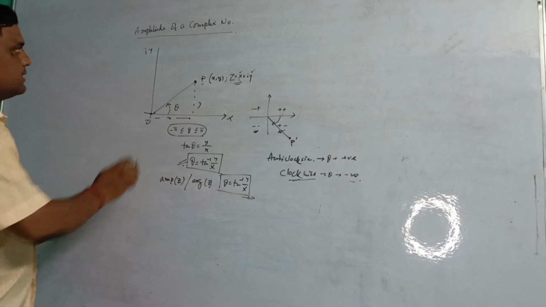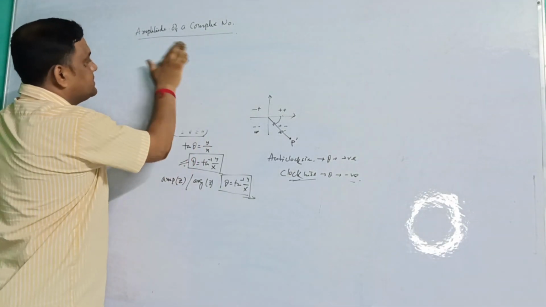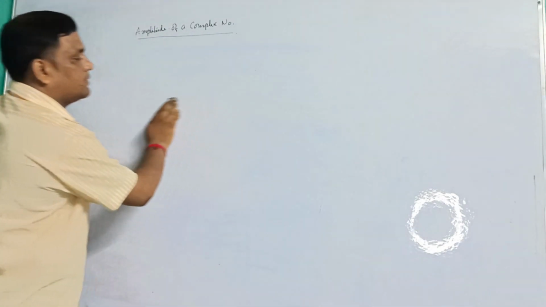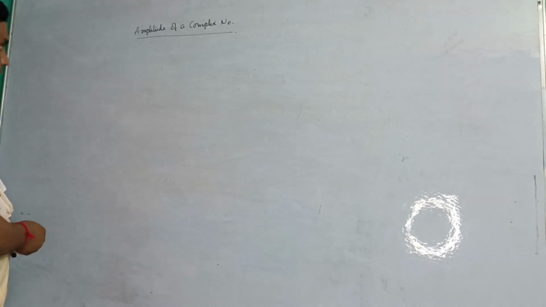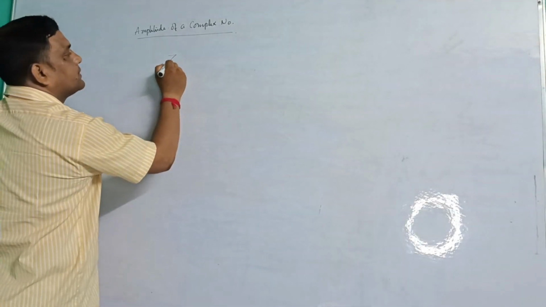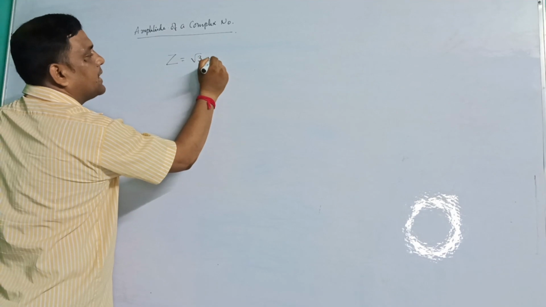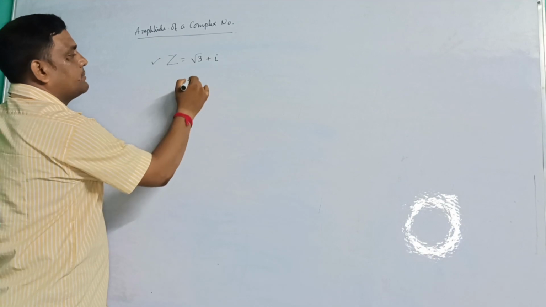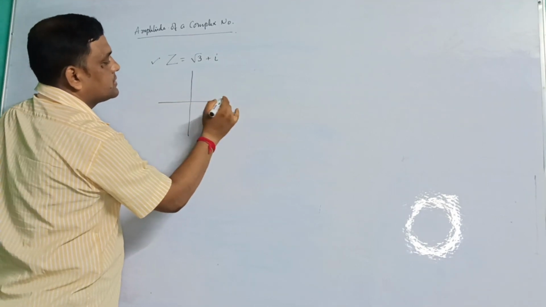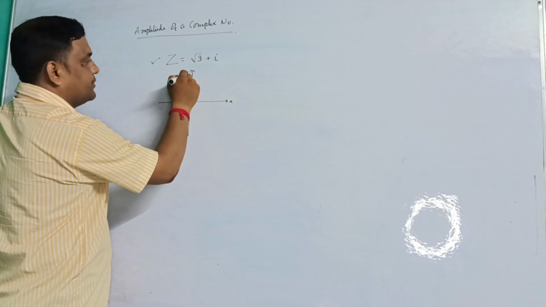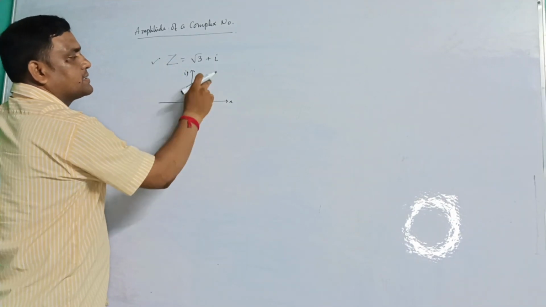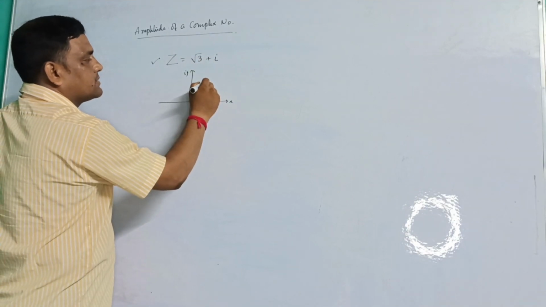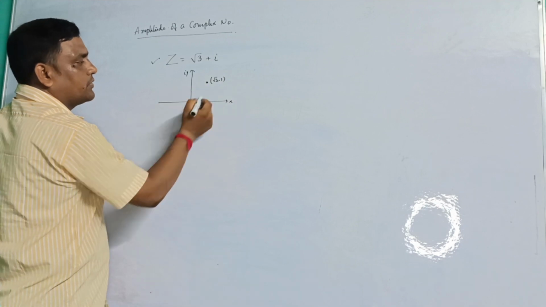I illustrate this with some examples. Suppose first we want to calculate the amplitude of the number root 3 plus i. When you calculate the amplitude of a complex number, first you plot it, but you need to identify which coordinate system the point lies in. So it's the first quadrant. Here both root 3 and 1 are positive, so the point is somewhere here, root 3 comma 1.